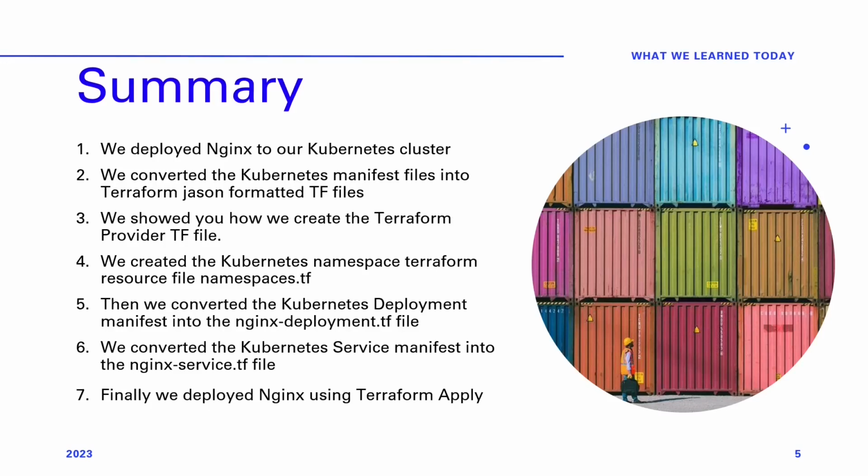1. We deployed Nginx to our Kubernetes cluster, delving into the intricate process of seamlessly integrating these technologies. 2. Witness how we effortlessly transformed Kubernetes manifest files into Terraform JSON formatted TF files, unlocking a world of efficiency and scalability. 3. Discover the art of crafting the Terraform provider TF file, an essential step in orchestrating the seamless fusion. 4. Delve into the creation of the Kubernetes namespace Terraform resource file, aptly named namespaces.tf, an integral part of our journey. 5. Witness the transformation of the Kubernetes deployment manifest into the Terraform JSON-formatted Nginx Deployment.tf file, showcasing the elegance of streamlined processes. 6. Behold the metamorphosis of the Kubernetes service manifest into the Terraform JSON-formatted Nginx Service.tf file, harmonizing disparate components effortlessly.